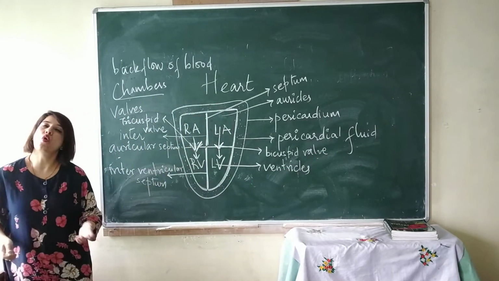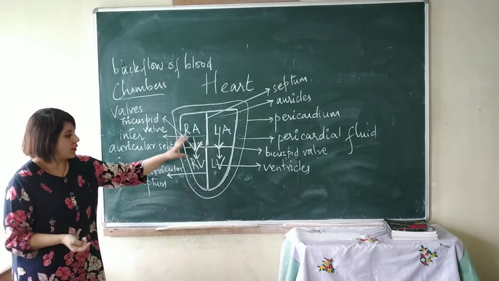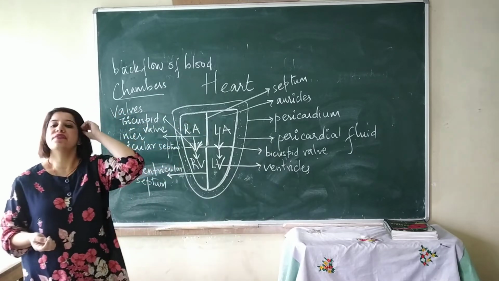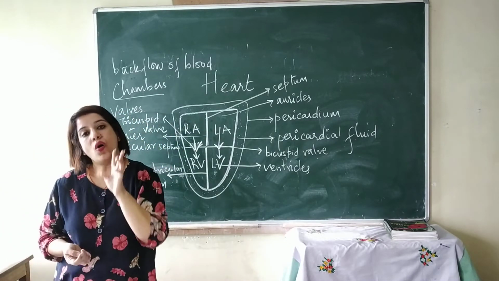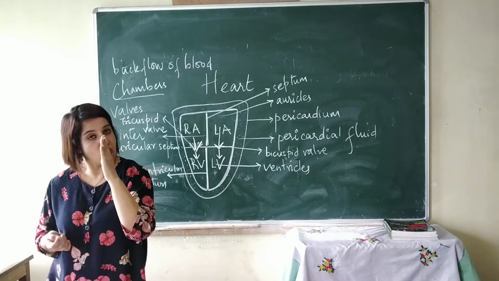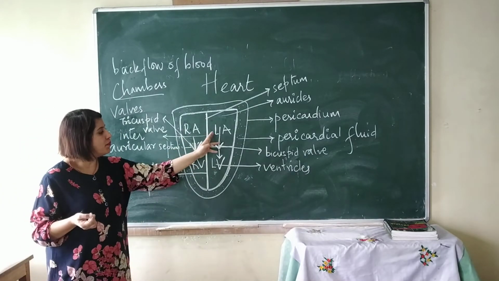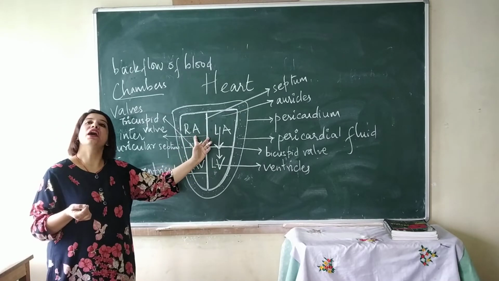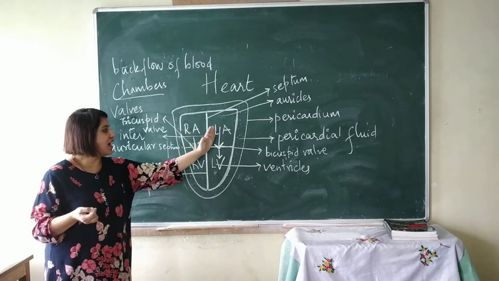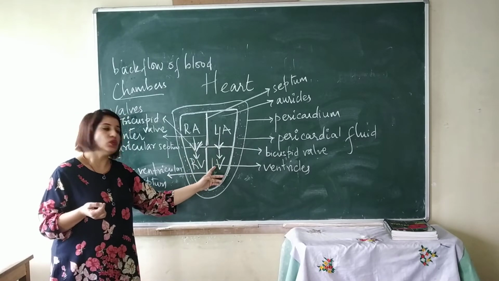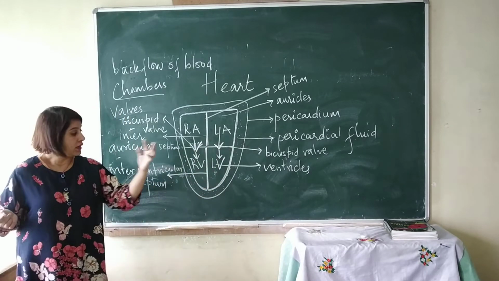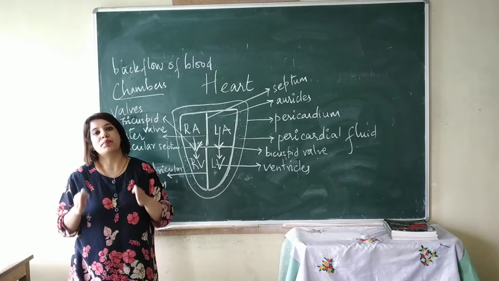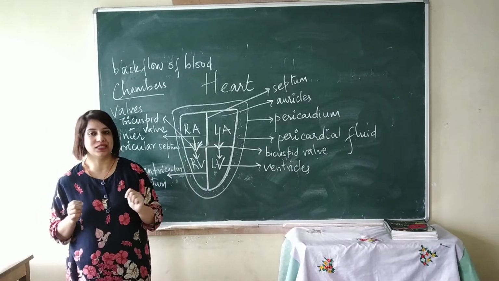Now we come to the walls of the auricles and ventricles. Auricles have thin walls because they have to pump blood only to the ventricles. The ventricles have thicker walls because they have to pump blood to a longer distance.